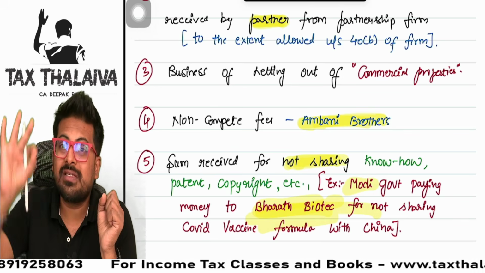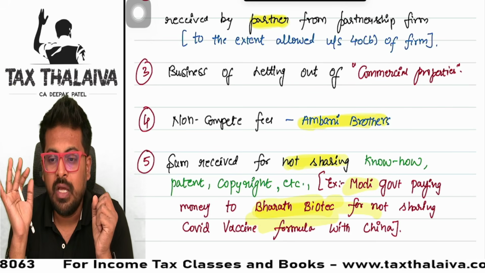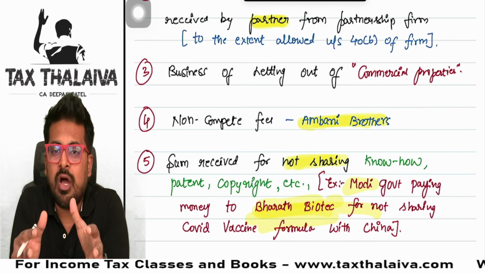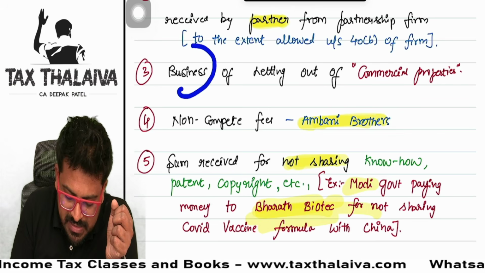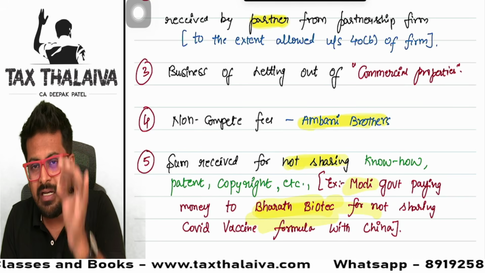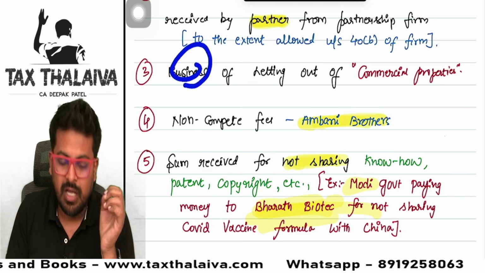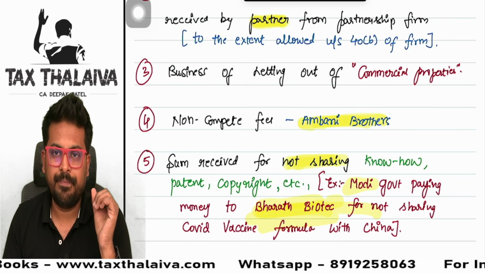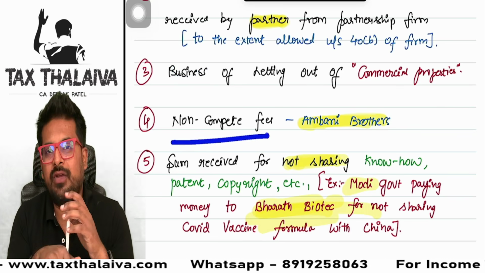But mind you, that was a residential house property. If you are into the business of letting out, your business itself is letting out of commercial properties, then the rental income that the business will earn will be treated as business income. Next one is non-compete fees.